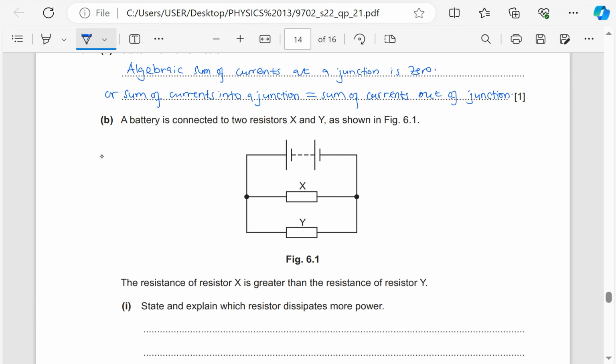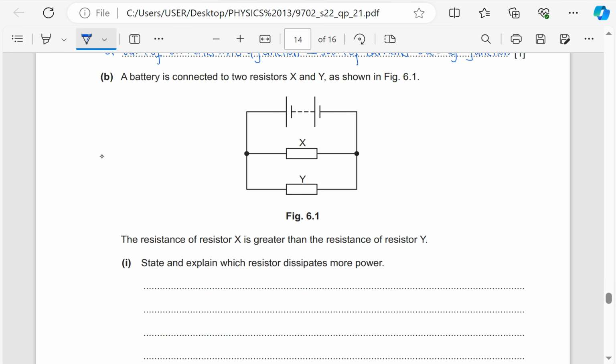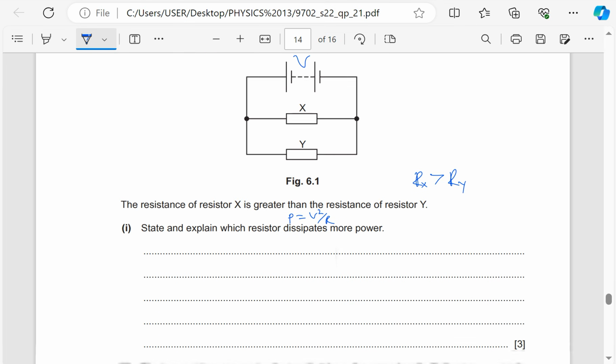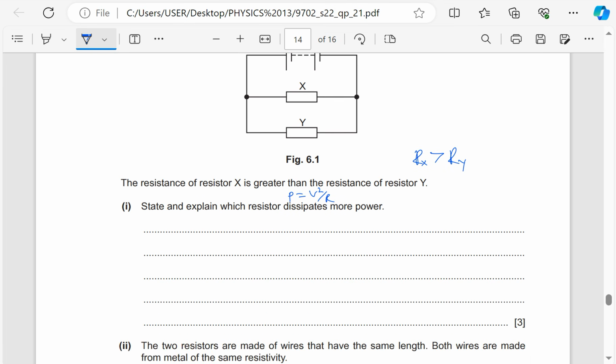A battery is connected to two resistors X and Y as shown in the figure. The resistance of X is greater than the resistance of Y. So R of X is greater than R of Y. State and explain which resistor dissipates more power. Of course, we know that power is equal to V squared over R. They are in parallel, so they have the same PD.